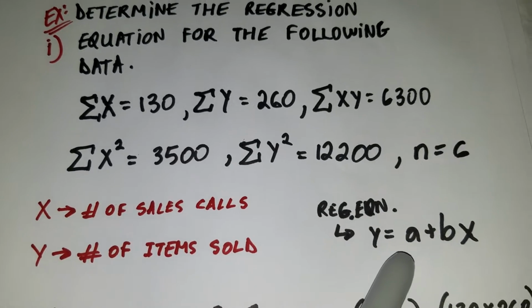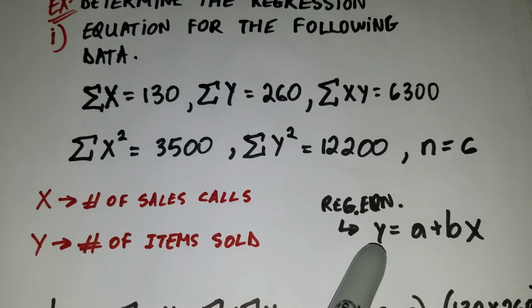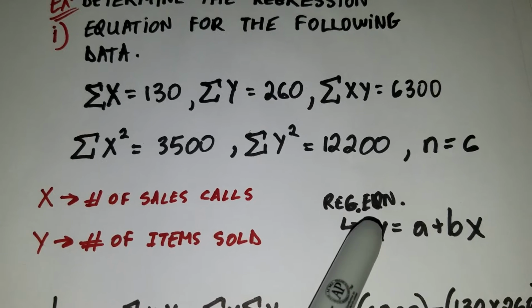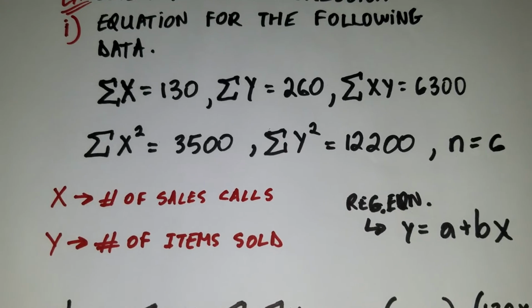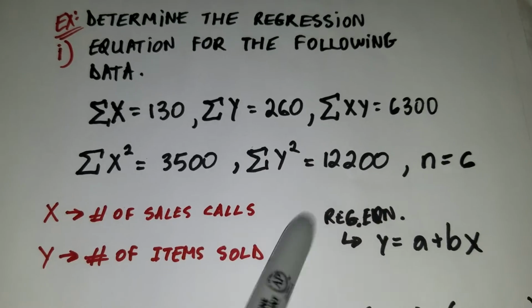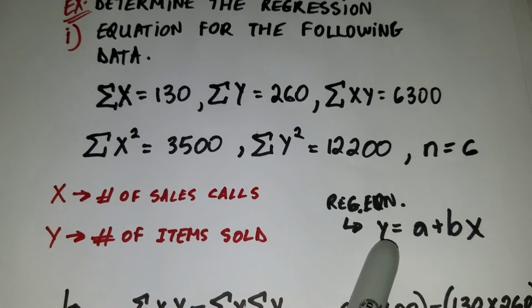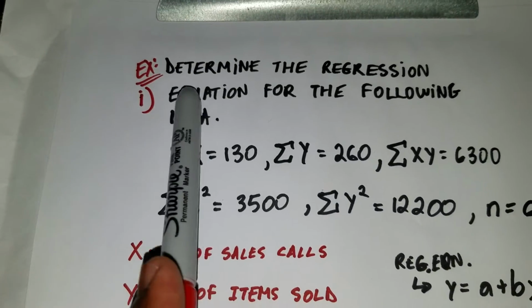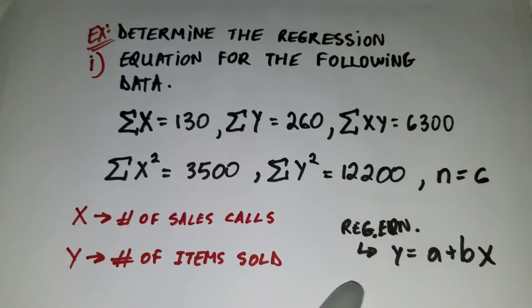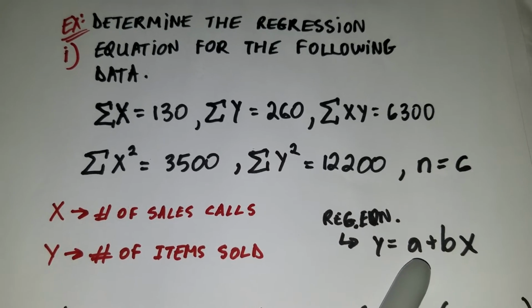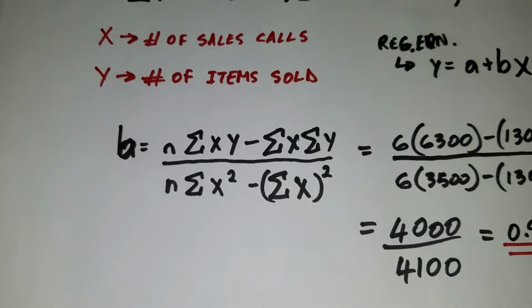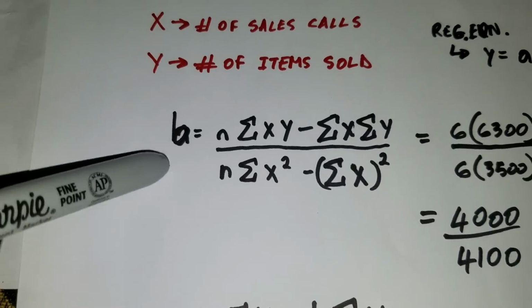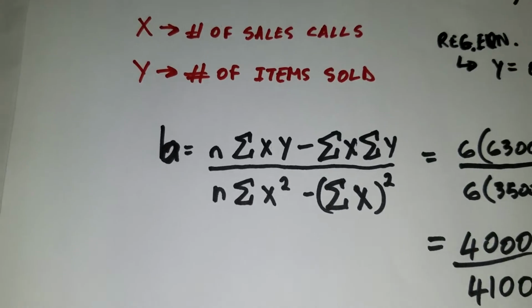And the regression equation, as we learned previously, is y equal a plus bx. Now, in order to determine this equation, which is what we want to do, because the question said determine the regression equation, we need to find a and b. And remember, we need to find b first because b is necessary in order for us to find a.